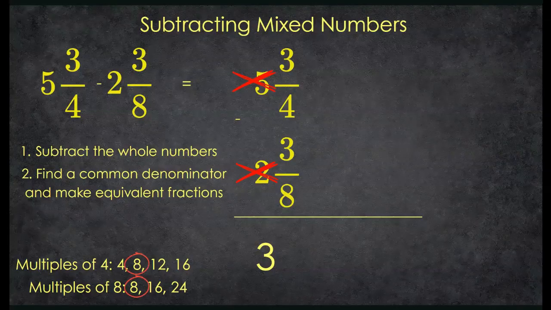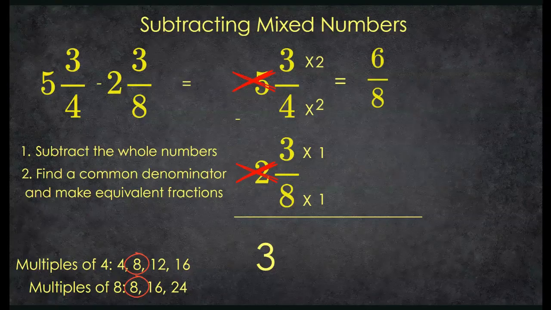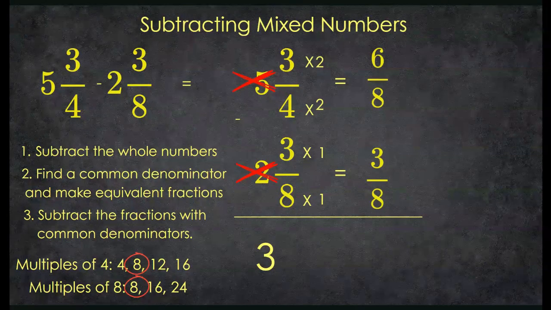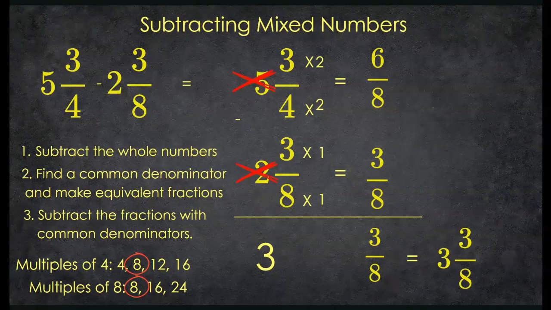So I'm going to convert 3/4 by multiplying it by 2. I'm going to convert 3/8 by multiplying by 1 because it's already in 8ths. It will not change. 3/4 will become 6/8. 3/8 is going to stay the same. 6 minus 3 is going to be 3, and my denominator will not change. So I get a total of 3/8. And then I'm going to combine my whole number and my fraction to get 3 3/8. All right, so that is our strategy for subtracting mixed numbers.